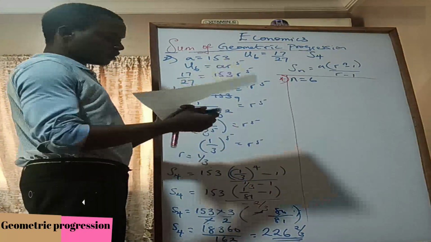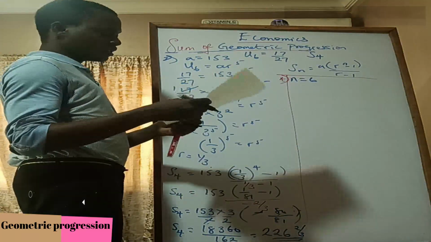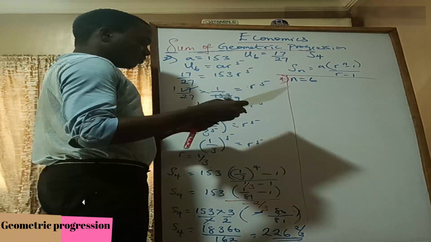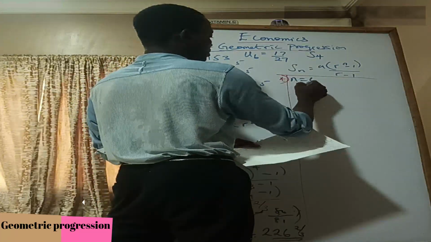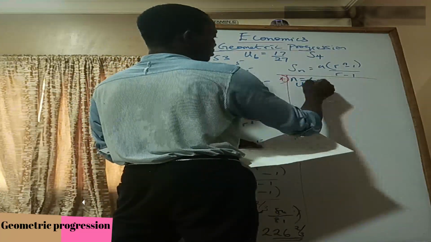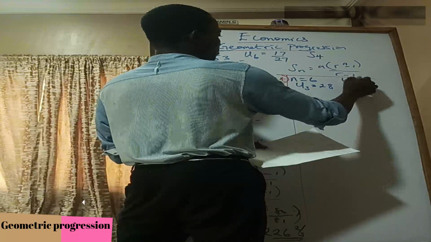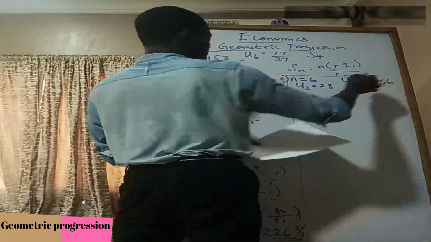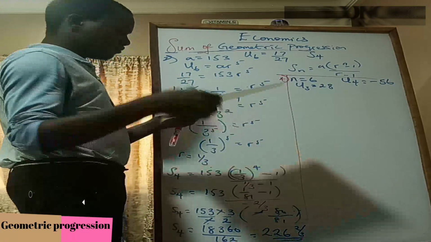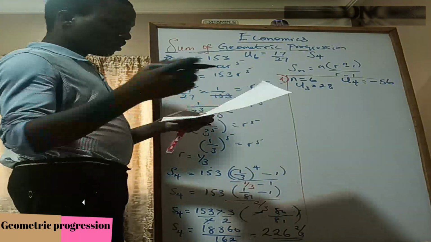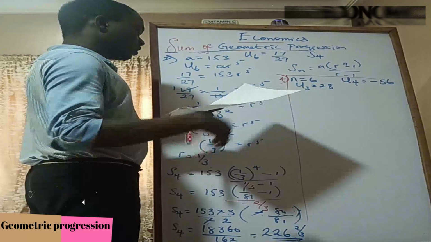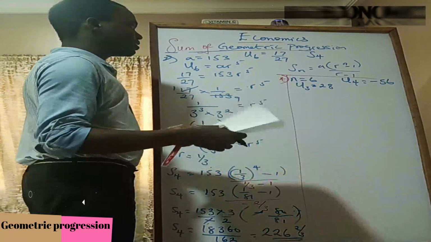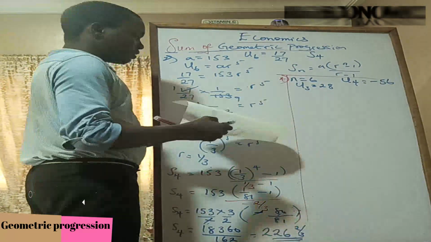A GP has six terms. If the third and the fourth terms are 28 and minus 56, that is, the third term U3 equals 28 and the fourth term equals minus 56, then find the first term, find the sum of the GP, and then find the first six terms of the GP. So from here we can get our R.